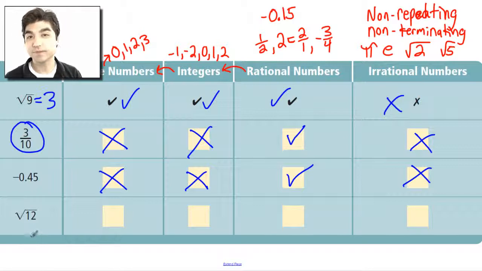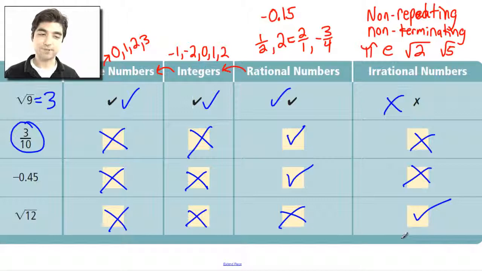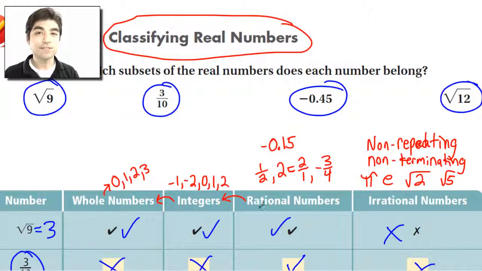What about square root of 12? Can you think of a number that you can take times itself to equal 12? Let's see, 3 times 3 is 9. 4 times 4 is 16. So there's no whole number that can be the square root of 12. So it's not a whole number, it's not an integer, it's not a rational number, it's an irrational number. So that's the only irrational number on the block there, square root of 12. Okay, so that's this example. Let's go on to example 4.